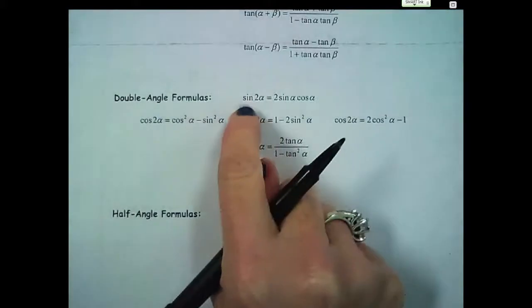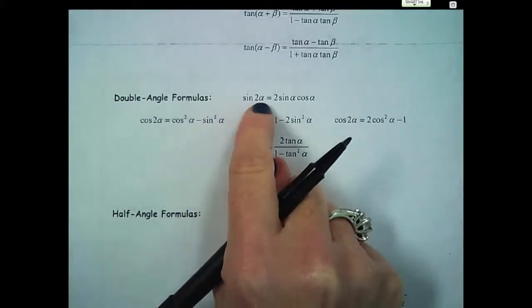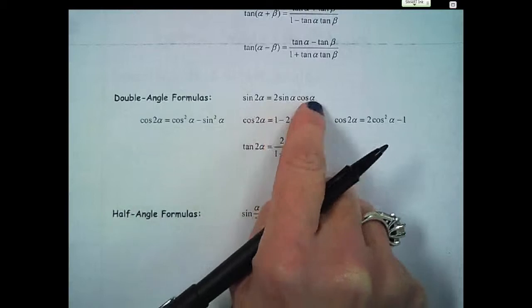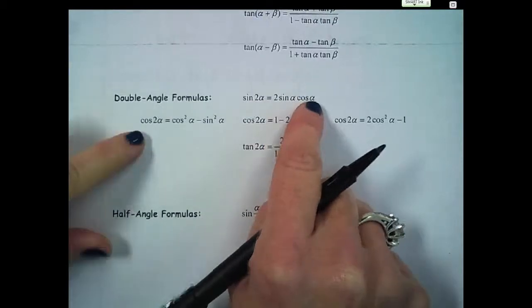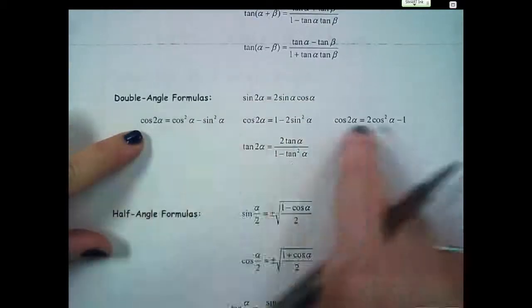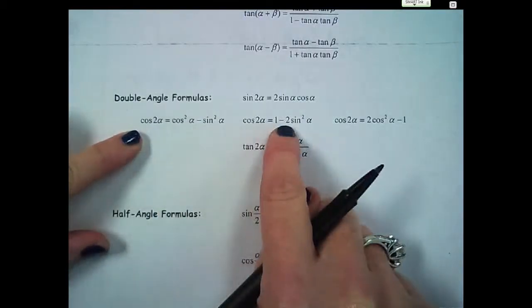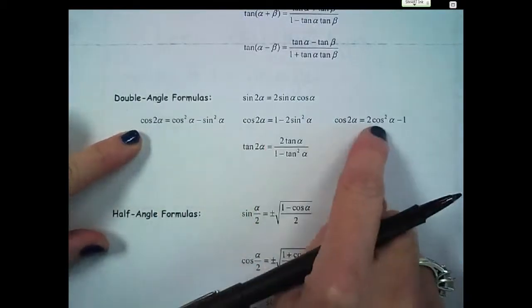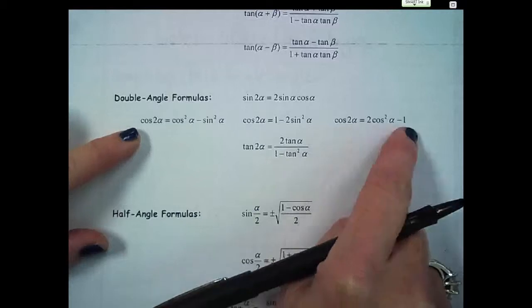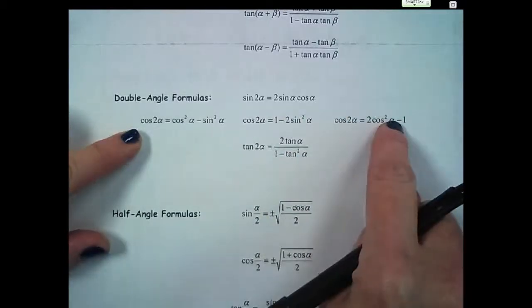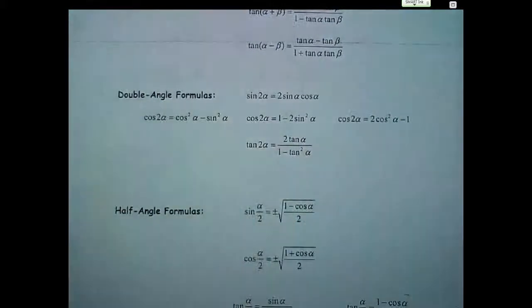So for example, if I want sine of twice an angle, I can do 2 times sine of the angle times cosine of that angle. Or there's 3 ways to come up with cosine of 2 times an angle. I can do cosine squared minus sine squared, I can do 1 minus 2 sine squared, or 2 cosine squared minus 1. Any of these 3 will give you the same answer. You can also do tangent of an angle. There's only one formula for that.